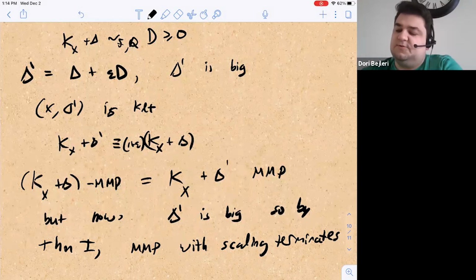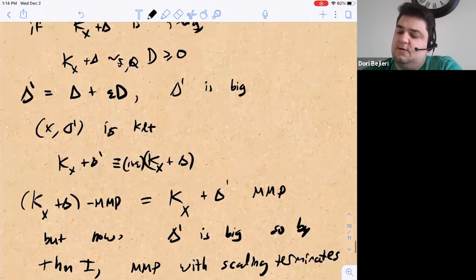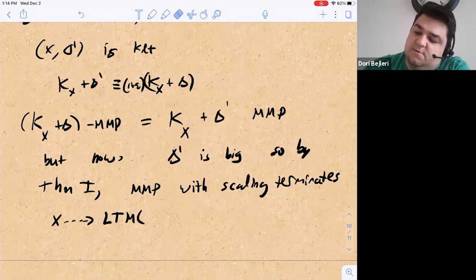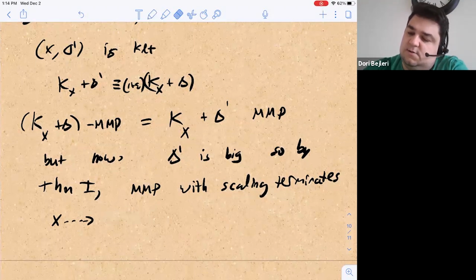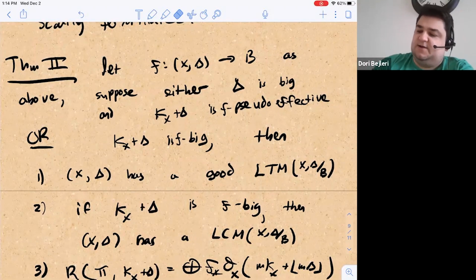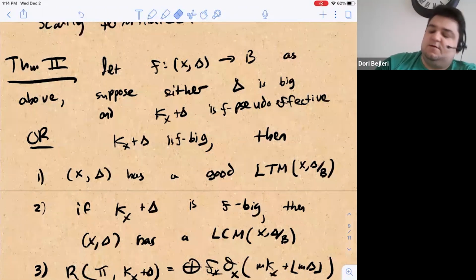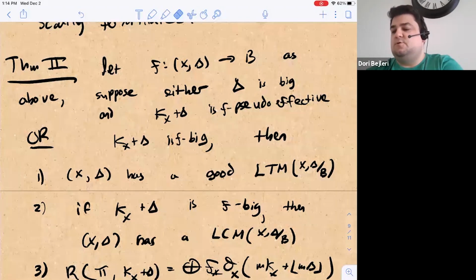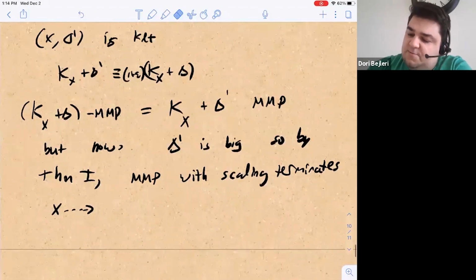But now once we know that MMP with scaling terminates, well, we have a diagram. So in either of these cases, we've assumed that kx plus delta is pseudo-effective, because if it's big, it's pseudo-effective, or in the other case, if just delta is big, then we added the assumption that kx plus delta is pseudo-effective. So in either case, we can't end up with a Mori fiber space, because for a Mori fiber space, there are no sections. So once we know that MMP with scaling terminates, then we know that it has to terminate to a log terminal model.